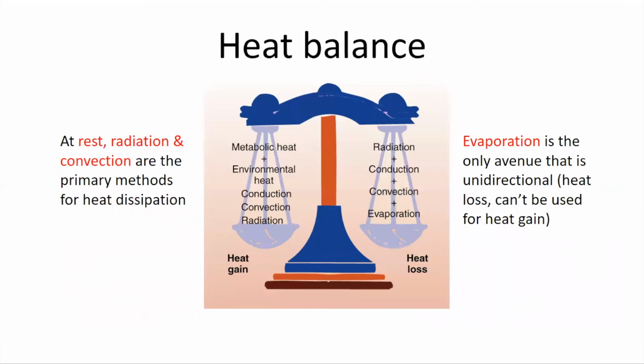So at rest, radiation and convection are our primary methods for heat dissipation, and during exercise, evaporation is our main avenue for heat dissipation. And again, evaporation only goes in one way, where it helps to remove heat, whereas radiation, conduction, and convection work in both directions, where they can remove heat and then add heat to the body.